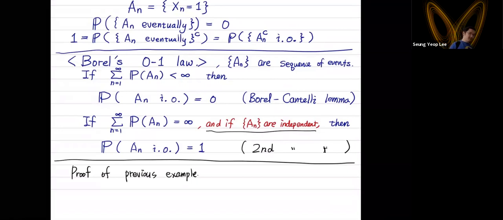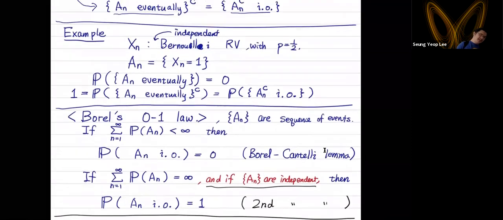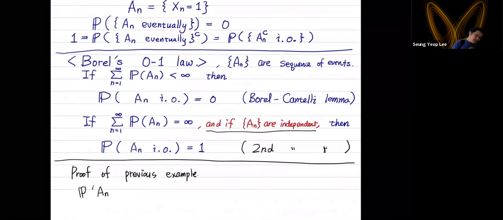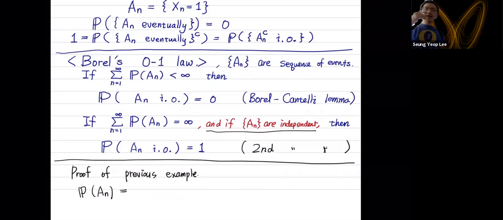Okay, so A_n. What was A_n in the previous example? A_n is the event that the nth throw is head. What is the probability of the event A_n? A_n was defined as: in the nth throw, you get head. It doesn't care about the first or second throw, but if in the 1000th throw in particular you get head, that's the event A_1000. So what is the probability of A_n?